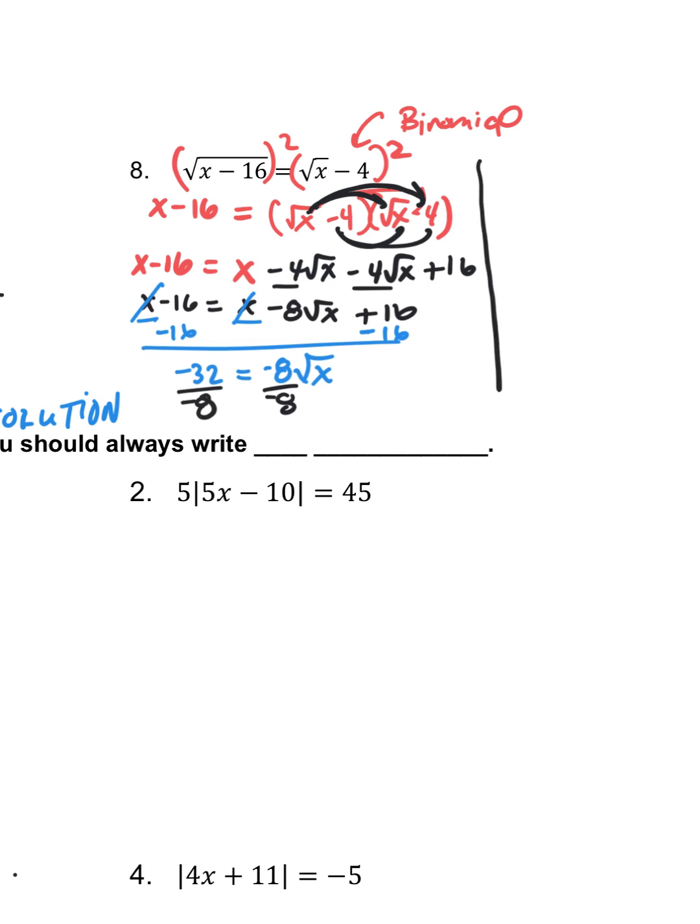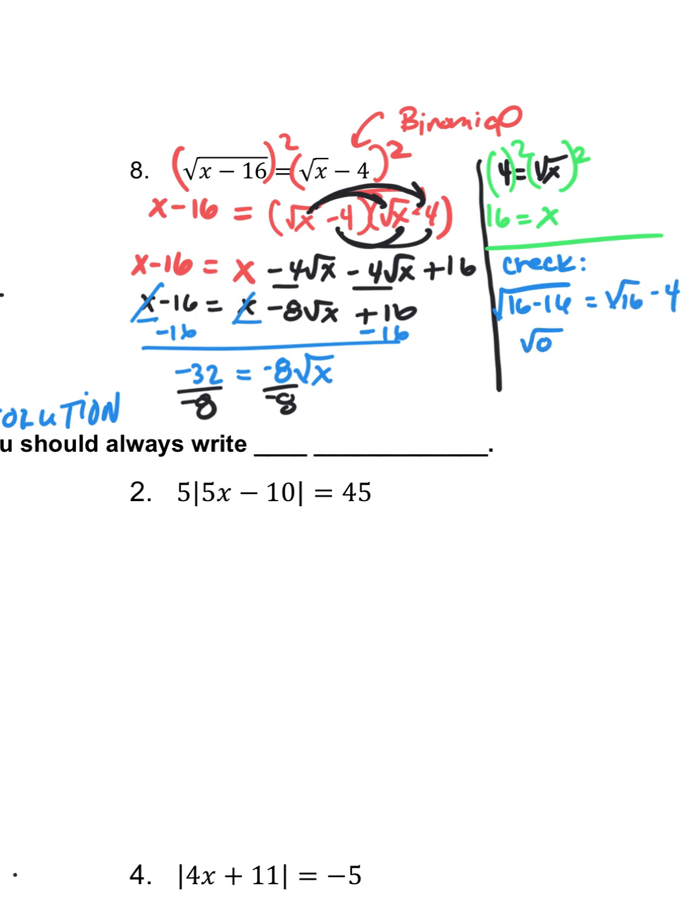So now I'm going to have 4 equals square root of x. We're following all those steps. Next step is to square both sides. So we get 16 equals x. So now I got to check. Is that my solution? So I have square root of 16 minus 16. Does that equal the square root of 16 minus 4? So square root of 16 minus 16 is just 0, and square root of 0 is just 0. Here I have square root of 16 is 4 minus 4, and that gives me 0. So yes, it checks. So this is my solution.